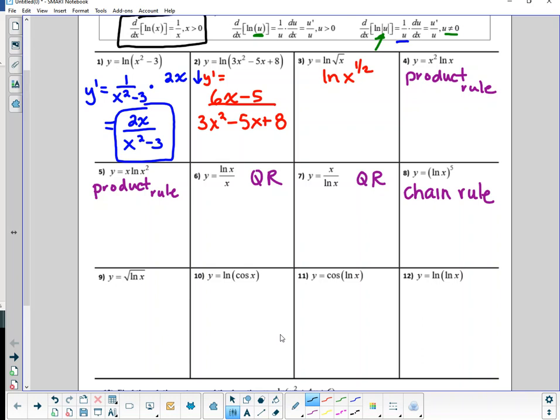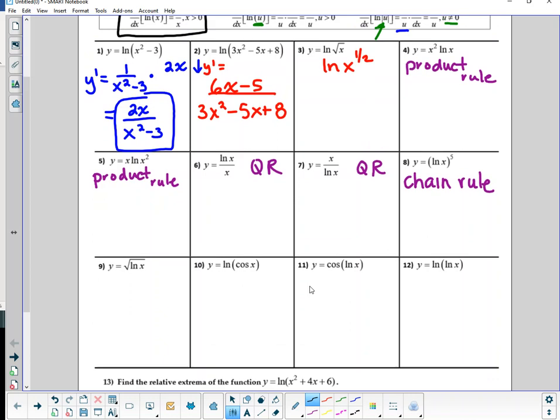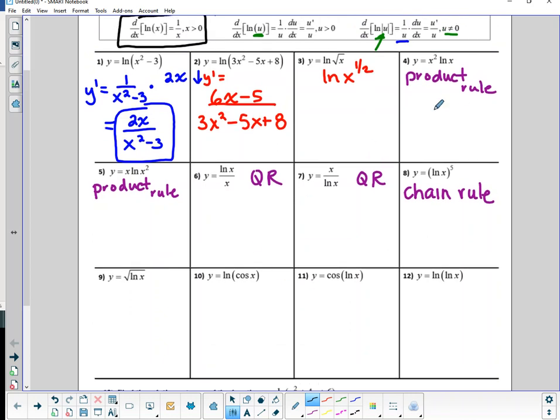Okay. I'm going to recommend at this point you stop and work through the remaining questions 4 through 12 and check your answers to make sure that you're comfortable with the basics of taking the derivative using a natural log.